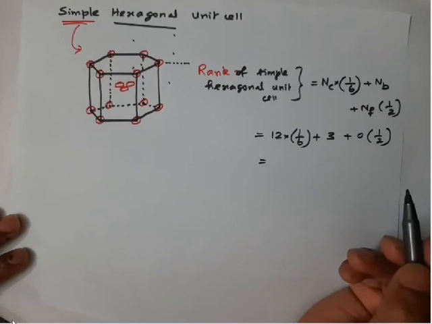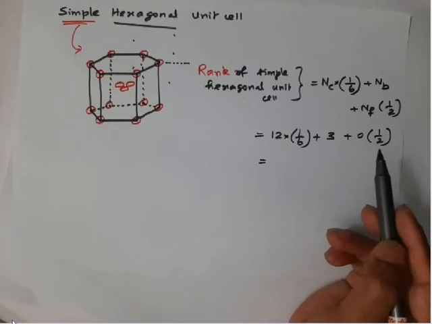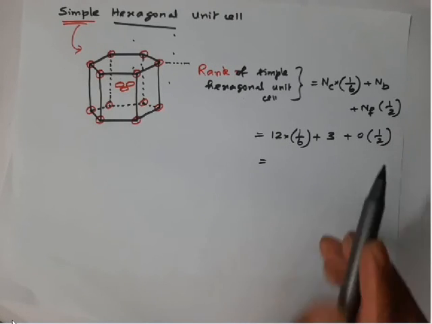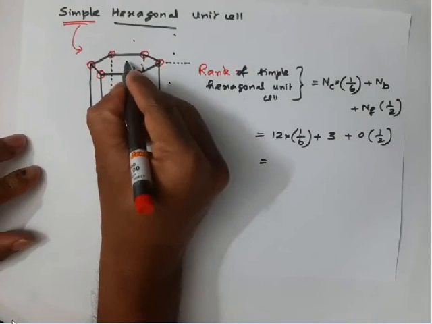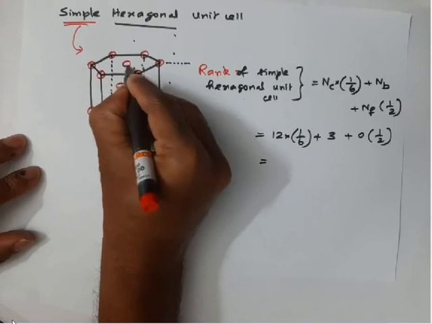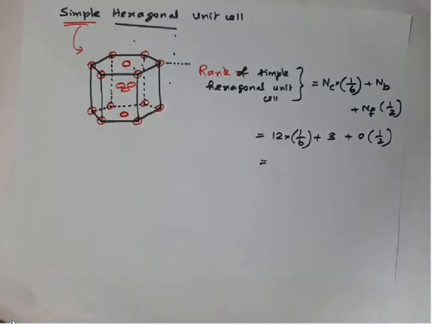Am I doing any mistake? One second. Yeah, I made a mistake. I'm sorry. Actually, I have to place 2 more atoms: one atom at the top face and another atom at the bottom face. I'm very sorry, I forgot.